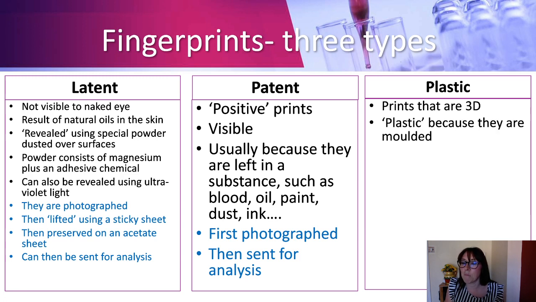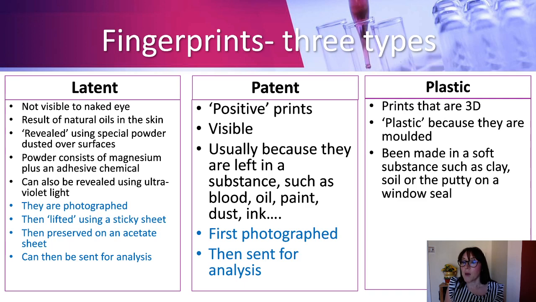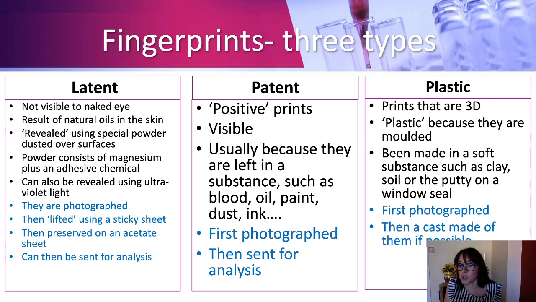Plastic because they are moulded, being made in a soft substance such as clay, soil, or a putty on a windowsill. So, for example, if the murderer walks around something like clay, they might leave physically moulded fingerprints, physically moulded footprints. First photographed, and again a cast is then made, so you can put something into it and get a cast from it, then sent once more for a forensic lab analysis.